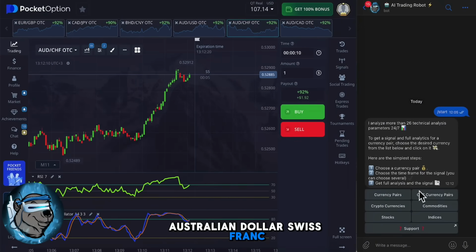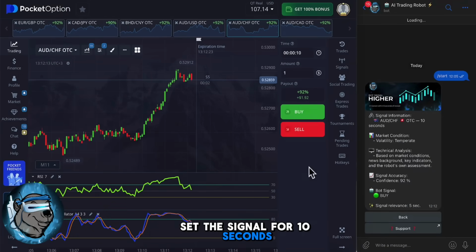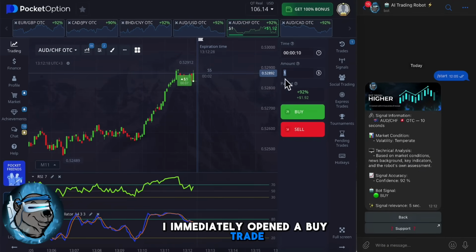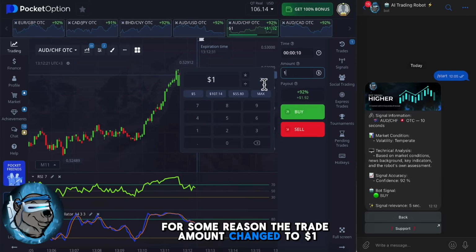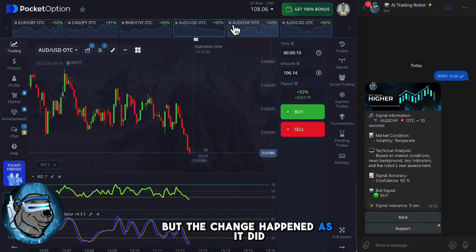Australian dollar, Swiss franc. I find this asset on the trading robot, set the signal for 10 seconds. The trading robot tells me to buy. I immediately opened a buy trade. For some reason, the trade amount changed to $1. I don't quite understand why, but the change happened as it did.